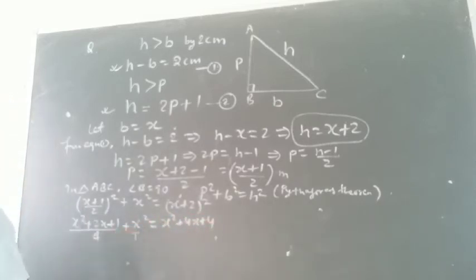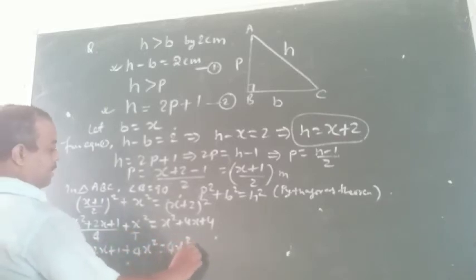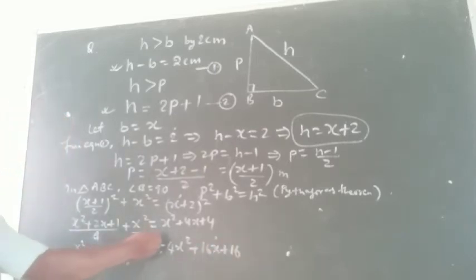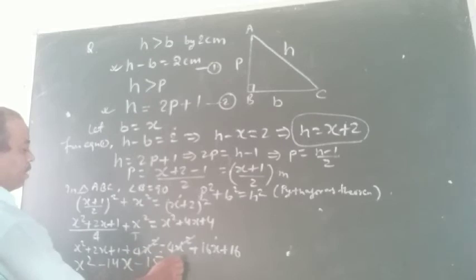Now I have to solve this one. So x square plus 2x plus 1 plus 4x square equals 4x square plus 16x plus 16. Now 4x square cancels. Now bringing all terms to this side, x square, 16x comes this side, minus 14x, and 16 comes this side, minus 15 equals 0.